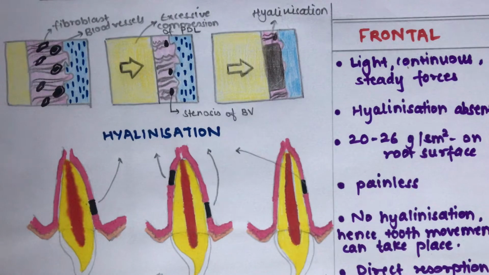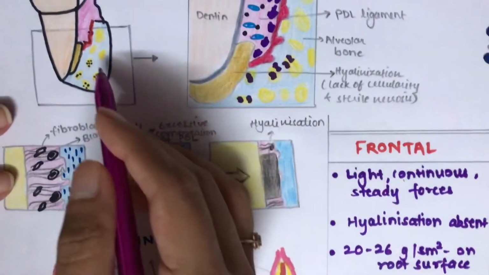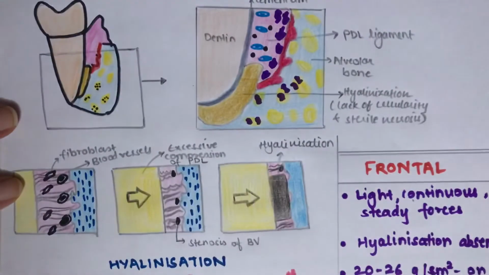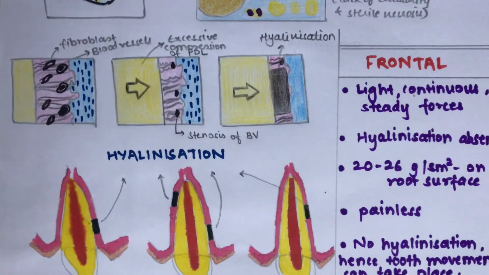The conventional pathologic process of hyalinization is irreversible. However, hyalinization of the PDL is a reversible process. When greater forces are applied, this leads to hyalinization. In the last video we saw the optimum orthodontic forces, how much force is required for a particular tooth movement. If the forces are too high, it will lead to hyalinization. In hyalinization, there is total compression of the PDL and the blood vessels get totally obliterated.